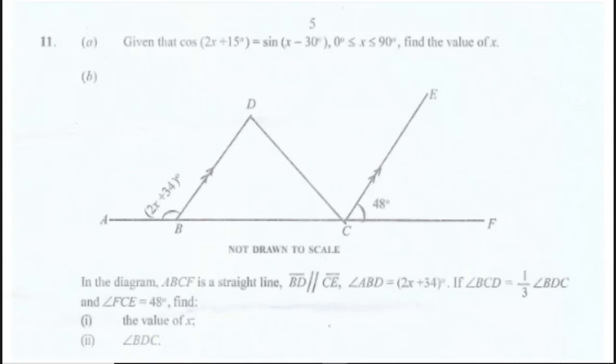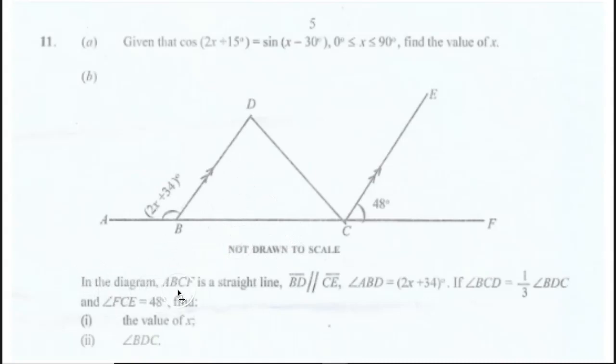Given that cos(x + 15 degrees) is equal to sin(x - 30 degrees), where the value of x is an acute angle, which means it's greater than or equal to 0 degrees and less than or equal to 90 degrees, we have to find the value of x. The second one is a diagram.